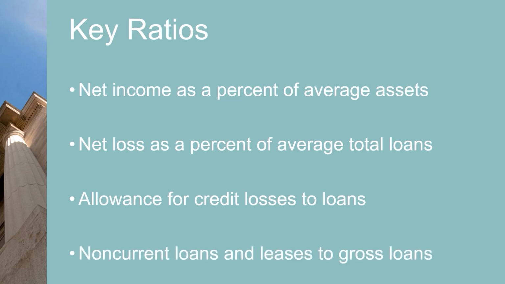Non-current loans and leases to gross loans and leases. Non-current loans are ones 90 days or more past due, plus loans that are so impaired that the bank isn't accruing income on them even if they aren't past due. That total is stated as a percentage of all loans. A high percentage means that their loan portfolio has quality issues that could lead to future losses.